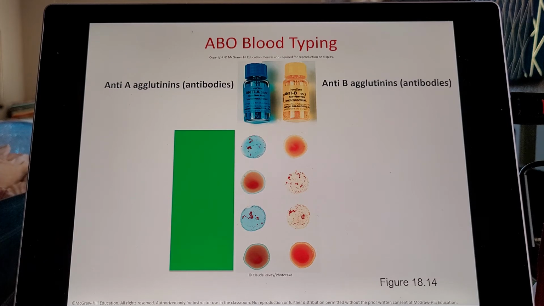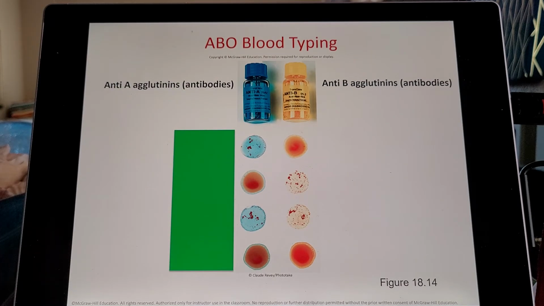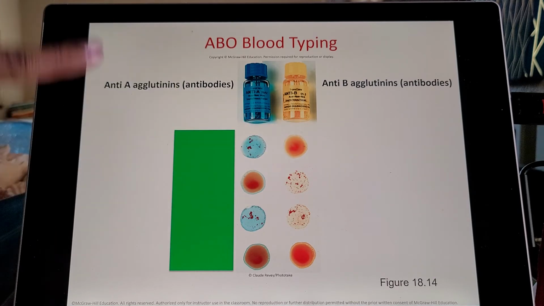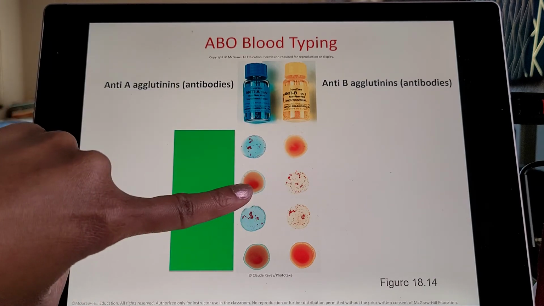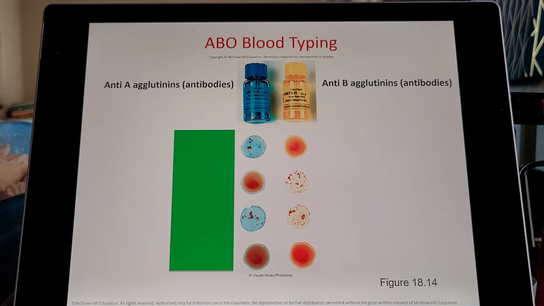Okay, so we have two different antibodies. Again, we have our anti-A and anti-B. So we have 4 different samples. On this one, it clumped in A, but not B. This one clumped in B, but not A. This one clumped in both. This one, no reaction at all. So this is how we're able to determine which of our blood types.